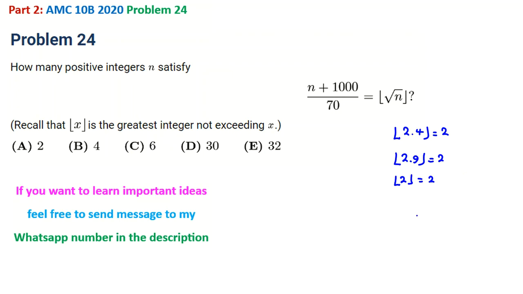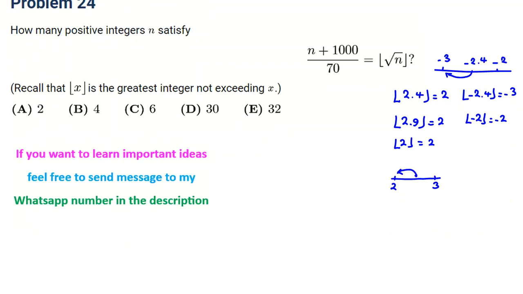And for negative numbers, because 2.4 and 2.9 are between 2 and 3, you should round down. For example, floor of negative 2.4 is what? Negative 3. Why? Because this one is between negative 3 and negative 2. Negative 2.4 is here. When you round down, it will be negative 3. For example, floor of negative 2 is negative 2.